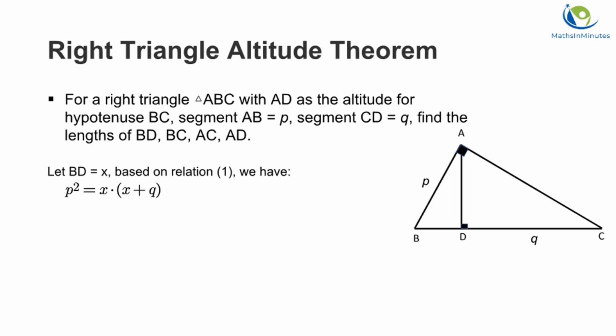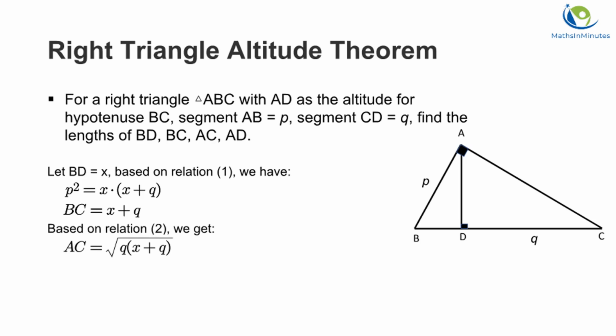Let's first find the length of BD. Let BD equal to x. Based on relation 1, we have a quadratic equation with variable x. By solving the quadratic equation, we can get the length of BD. We can then get the length of BC, which is equal to x plus q.